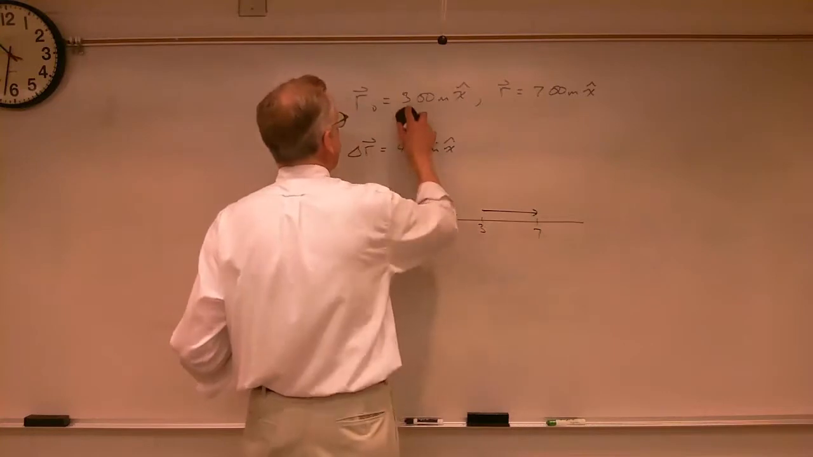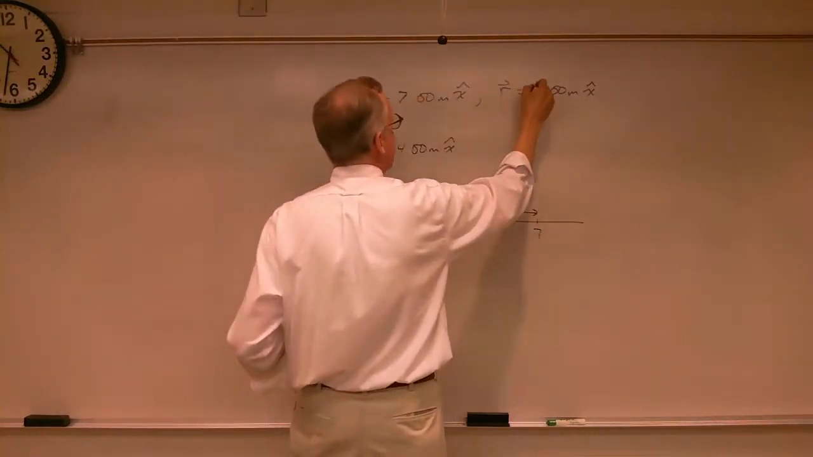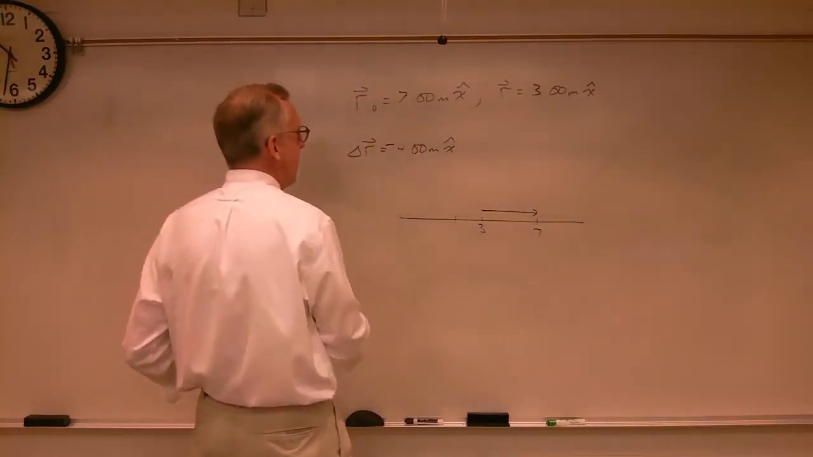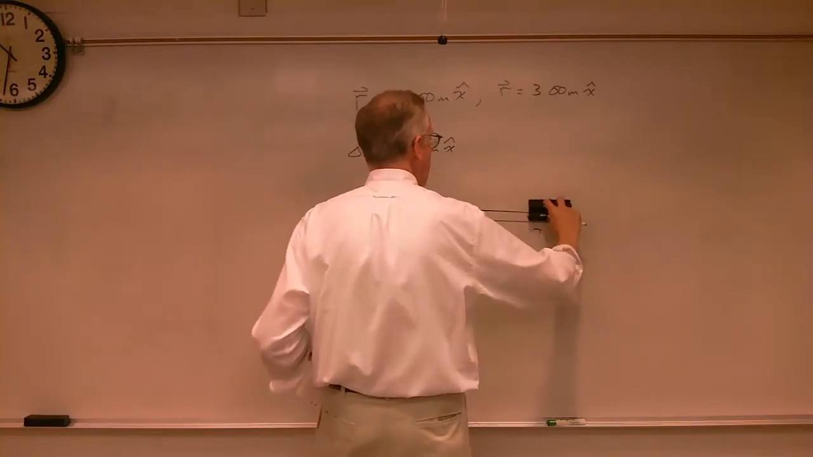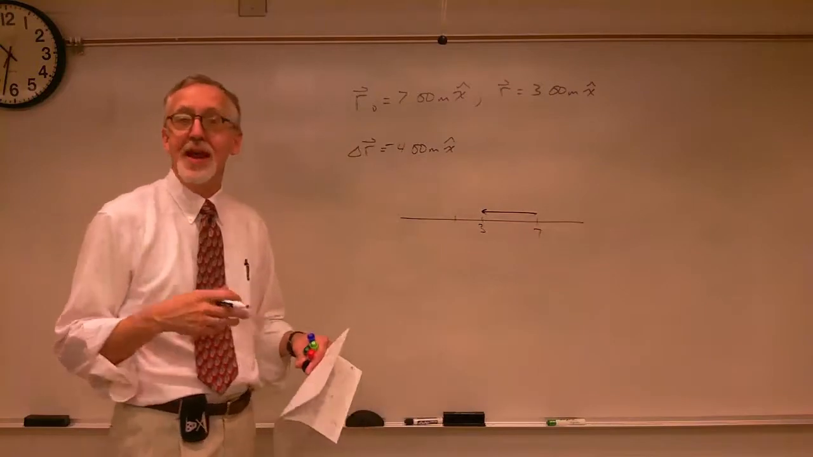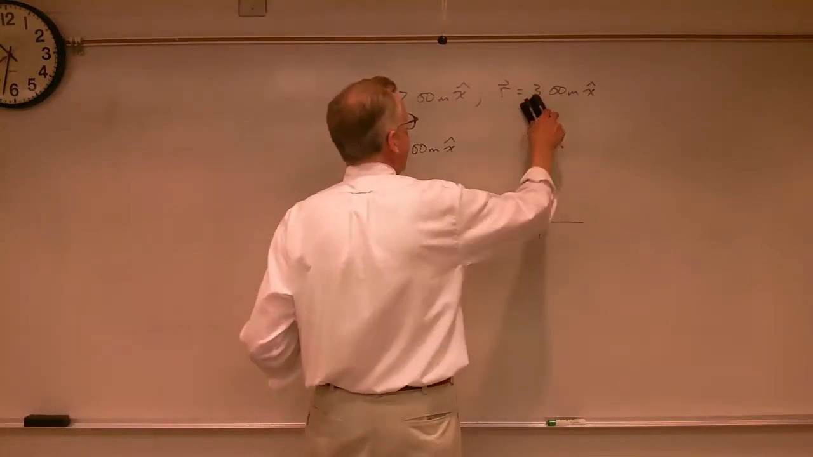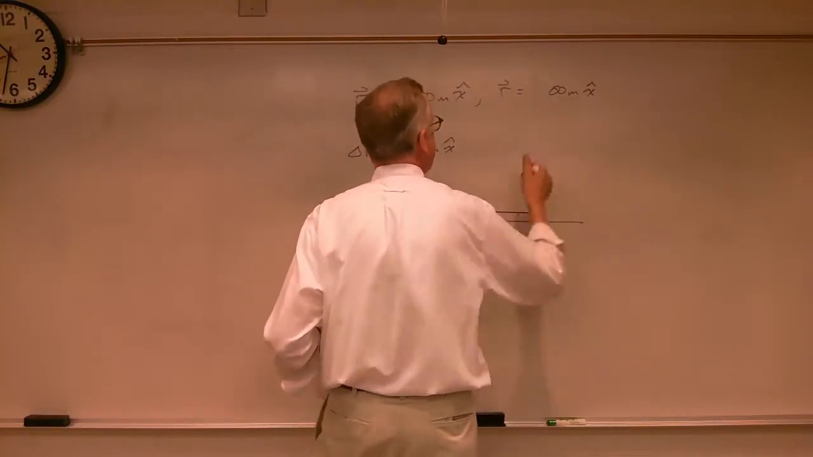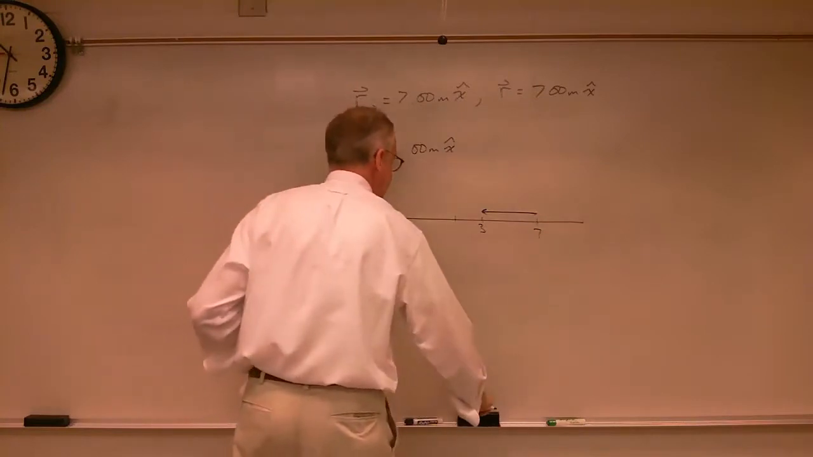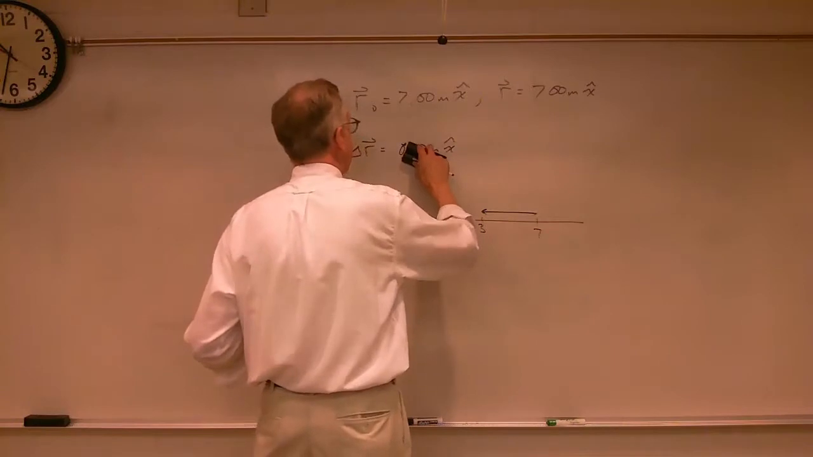Let's try reversing this. What if we start out at 7 and end up at 3? Delta r is what? 3 minus 7, negative 4. So in that case, we're starting out at 7, moving to 3, we end up with a negative displacement. In other words, motion to the left. What if we start out at 7 and end up at 7? Our displacement is 0. We could write this as 0 meters x hat or just 0.